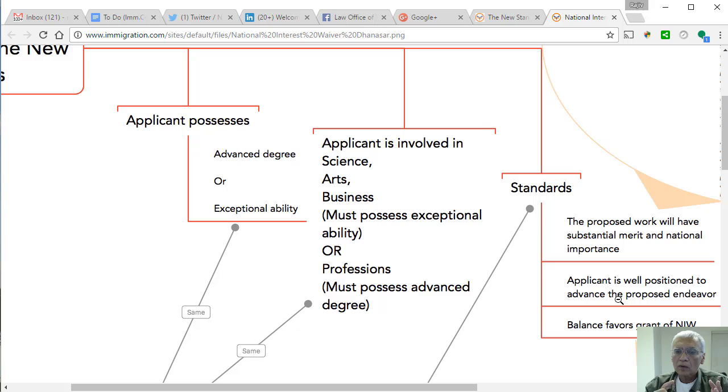You can do a national interest waiver in science, arts, business, or professions. The first three require exceptional ability, but professions requires advanced degree. Once again, science, arts, business requires exceptional ability. Science, arts, business. Professions requires advanced degree. So, if you are proving your case under science, arts, or business, you will only need exceptional ability. If you are proving your case under professions, you will need advanced degree. Very interesting approach, but it can make a big difference on how we plan the case.